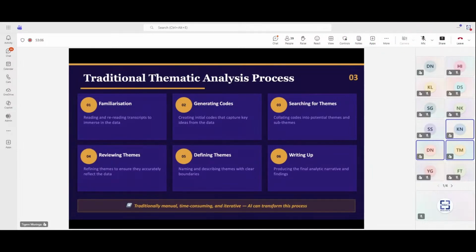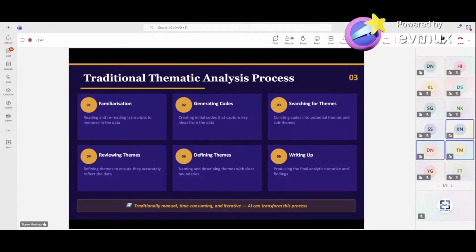Right now, in this process of searching for themes, you are collecting those codes into potential themes and sub themes, right? I'll demonstrate how this process can work on ChatGPT, on LLM. Then when you've done that, there is reviewing of themes, where you need to refine themes to ensure they accurately reflect what the data is saying. So you're going back to the themes that you've identified, and you now want to contrast them with whether this is really what the data was saying. Then you're defining themes, naming and describing themes with clear boundaries, right? Then you go to your write-up.